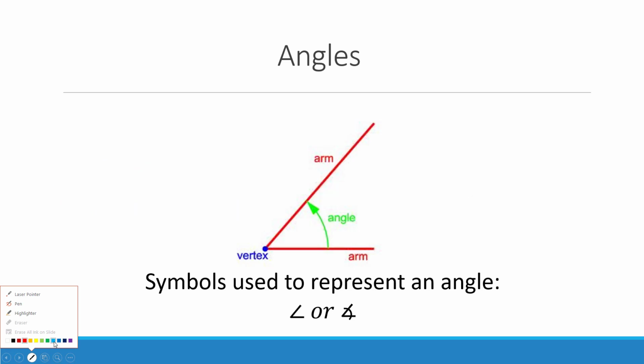The first thing we want to talk about is angles. The part of an angle is your vertex, which is where the two arms meet. Symbols used to represent an angle, you may see it represented this way or with the kind of arc through it.